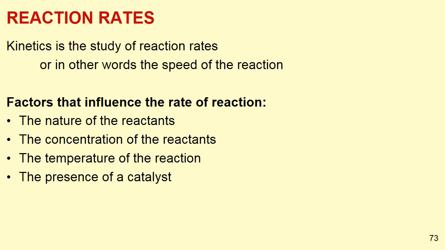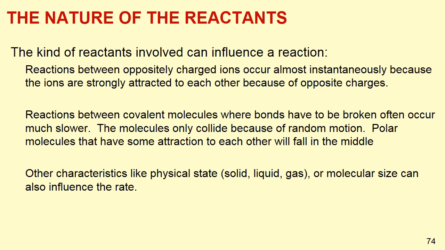So what are some things that influence the rate of the reaction? Well, here they are. The nature of the reactants, the concentration of the reactants, the temperature of the reaction, and then the presence or not presence of a catalyst. So let's look at each of those individually. The nature of the reactants. It depends on the kind of reactants involved.